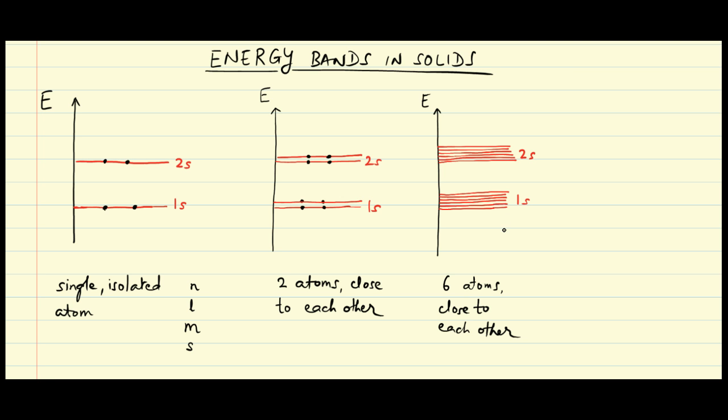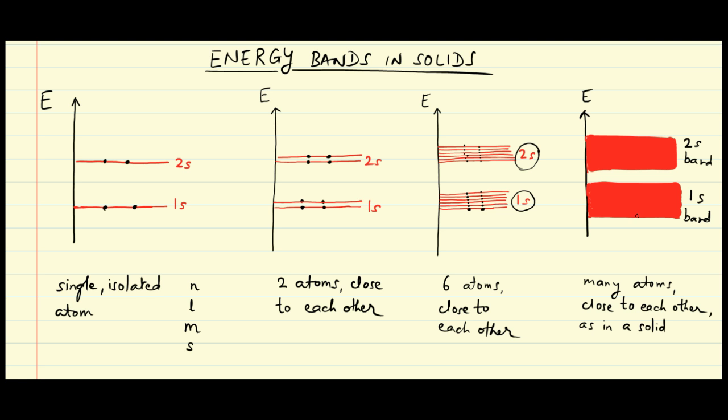The process has been carried forward in the next diagram, in which we show the energy levels corresponding to the electrons belonging to 6 atoms which are very close to each other. So you can see that the 1s energy level has split into 6 fairly close energy levels, and the 2s energy level has similarly split into 6 fairly close energy levels. And if all of these energy levels are occupied, then there will be 2 electrons at every level, like that.